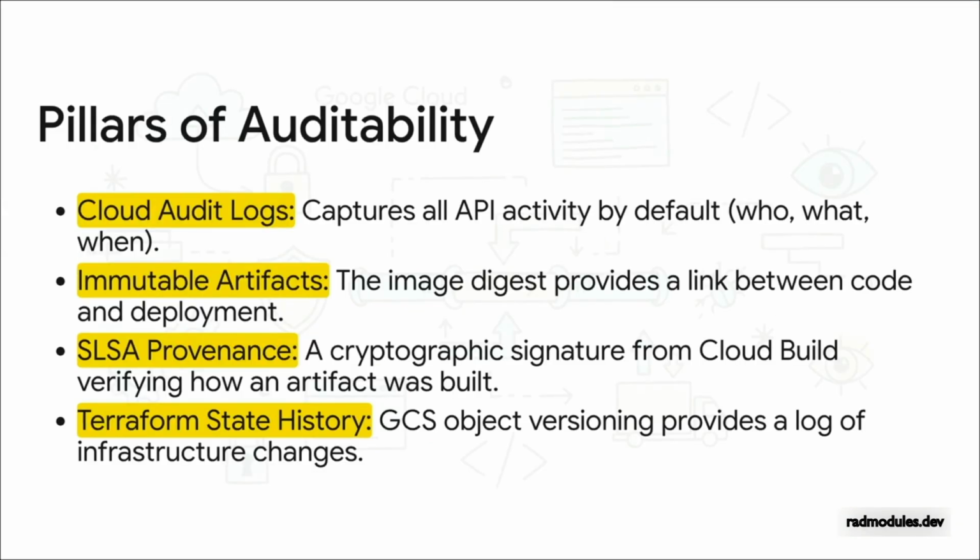The great thing is, Google Cloud gives you a ton of tools for this. You've got Cloud Audit Logs, which capture every single API call, the who, what, and when. Your immutable artifacts provide that undeniable link between a deployment and a build. And there's something called SLSA provenance from Cloud Build, which is basically a cryptographically signed birth certificate for your artifact, proving how it was made. And if you're using Terraform, even your state history in GCS becomes another valuable audit log.